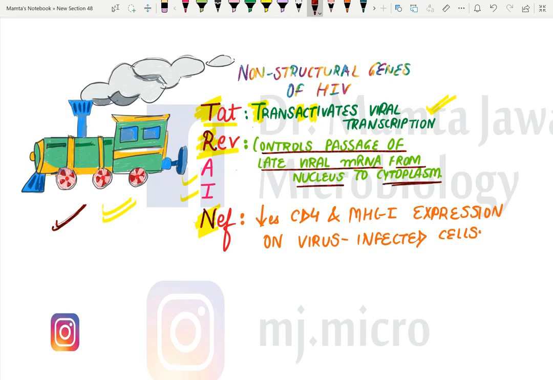Now guys, once the late viral mRNA is formed, late meaning the final version of the mRNA in the nucleus, it has to be transported to the cytoplasm of the cell for translation. We all know translation takes place in the cytoplasm. So to move the work forward, it has to be brought into the cytoplasm quickly, and who will help in this? The Rev protein will help.